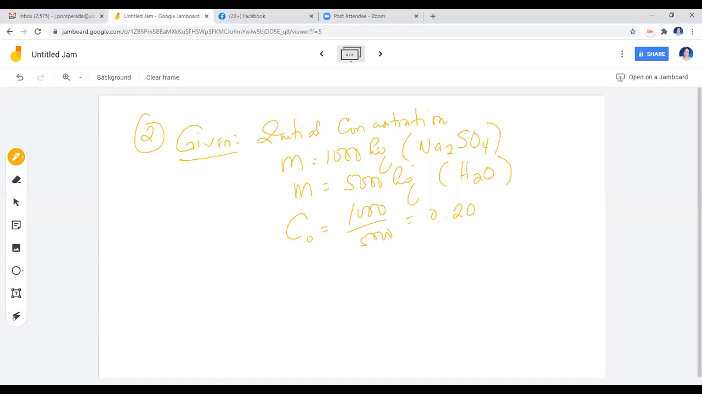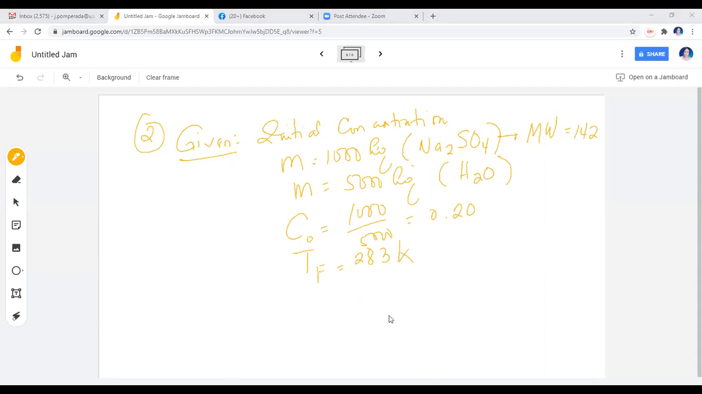So I'd like to place here molecular weight is 142. That's for the sodium sulfate. Then we have the temperature at 283 Kelvin. So your feed is at a temperature of 283 Kelvin. That's based on the statement. Feed temperature is 283 Kelvin.